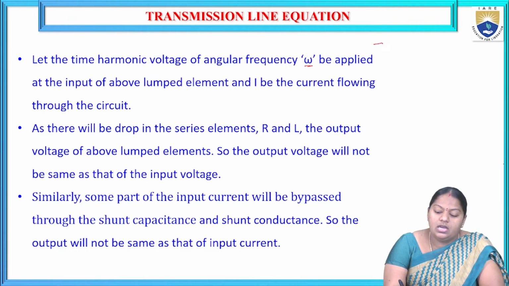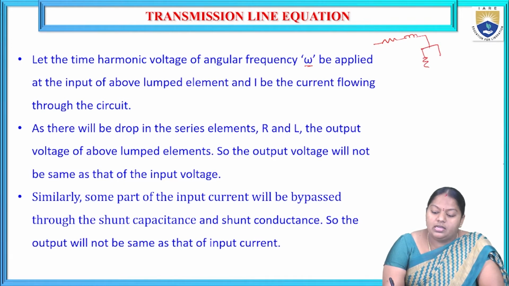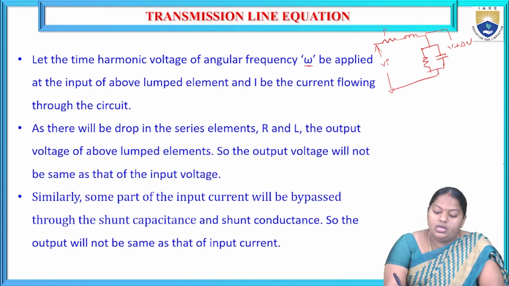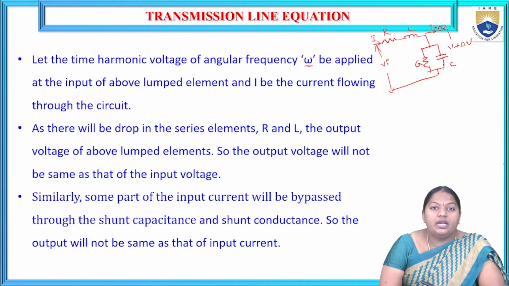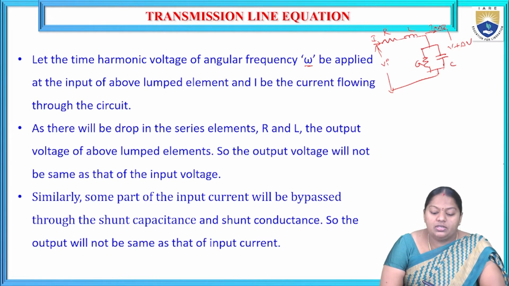In the lumped element section, resistance and inductance are connected in series, whereas conductance and capacitance are connected in shunt, where the input voltage is V and the output voltage is denoted with V plus delta V, and here we have R, L, G, C. The input current is denoted with I and the output current is written as I plus delta I. So depending upon this lumped section, we consider a harmonic voltage of angular frequency omega applied at the input of the lumped element section, and I be the current flowing through that circuit.